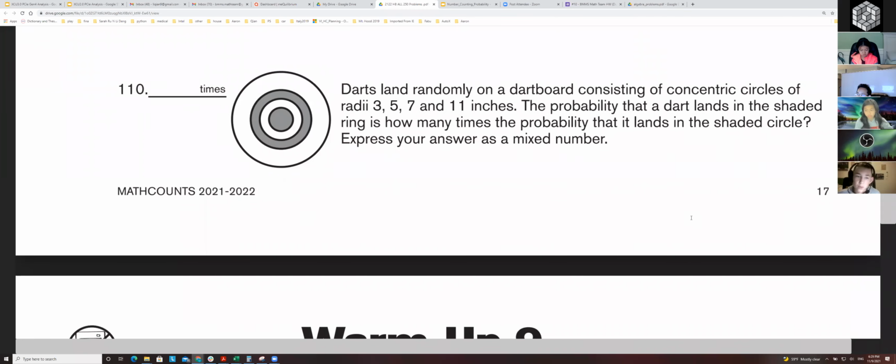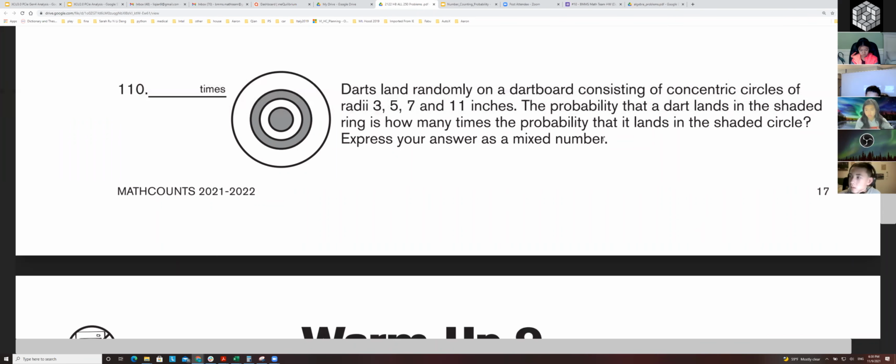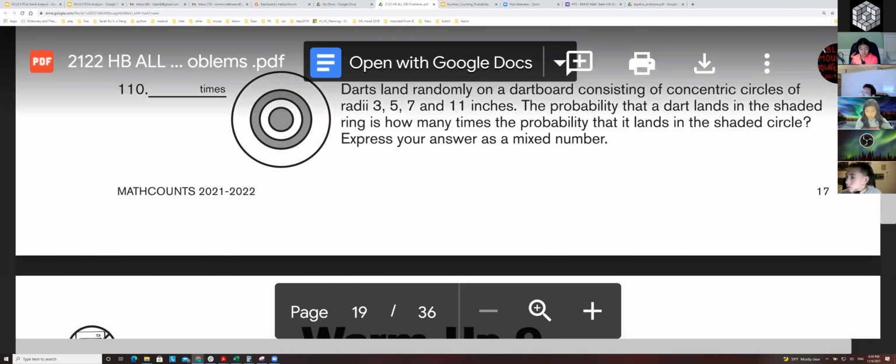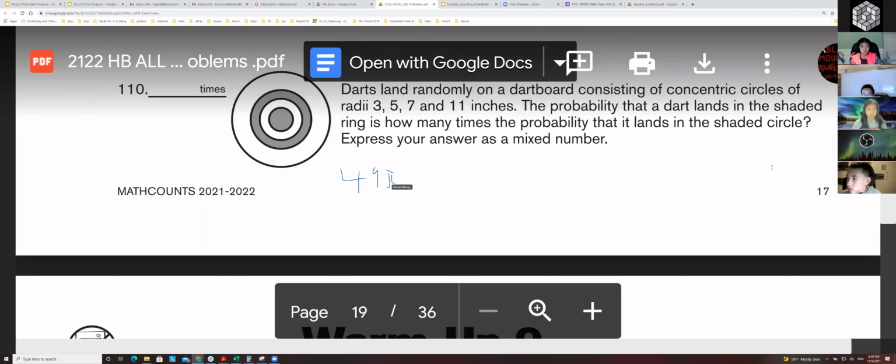Okay, go ahead, Daniel. So the circle right here with the ring in it, including this area too, has a radius of 7. So the area of this whole circle is 49 pi. And subtracting the area of this circle, which has a radius of 5, gives the area of the ring, and that's 24 pi.